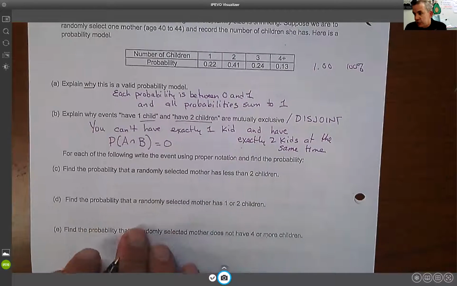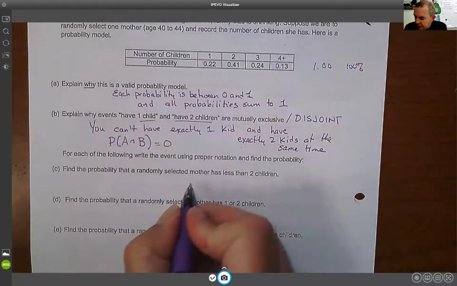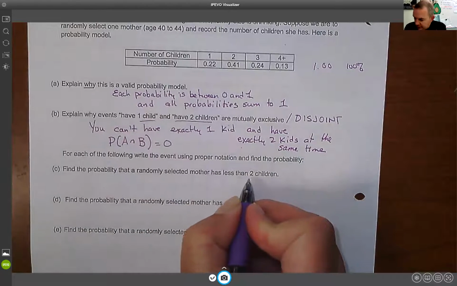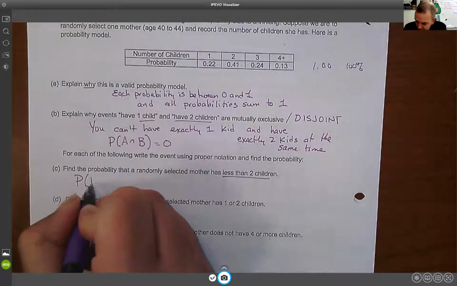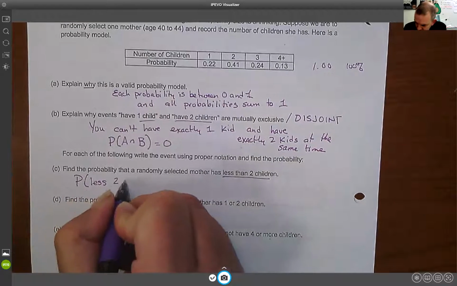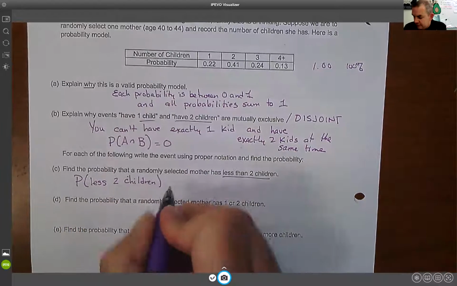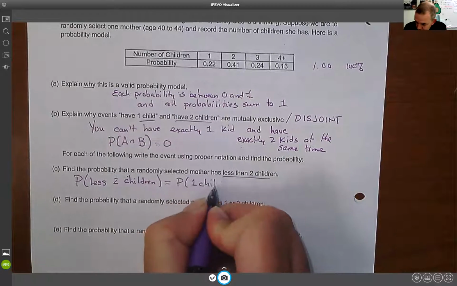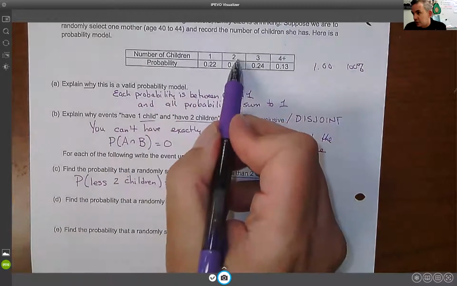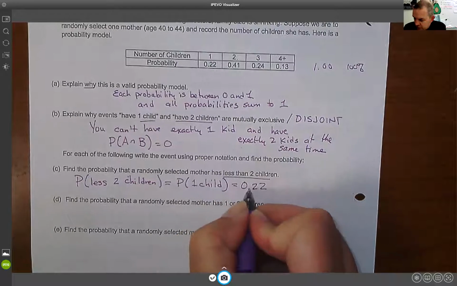The rest of it is, can you read from the table? This is a little similar to what we did back in, I think it was chapter 1 and 2. Find the probability a randomly selected mother has less than 2 children. If you have less than 2 children, that is the probability of having one child, because according to the table, to have less than 2, it's only that. So in this case, the probability of one child is 0.22.